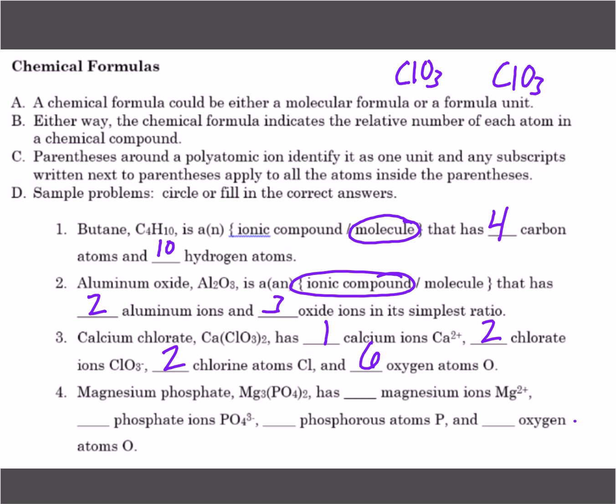All right. You guys try number 4. How many magnesium ions? 3. How many phosphate PO4 ions? 2. How many phosphorus atoms? There's 2 because we're going to distribute this 2 out into each subscript. So there's 2 phosphorus atoms and how many oxygens?